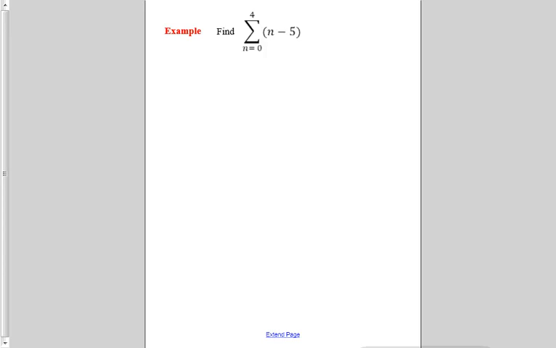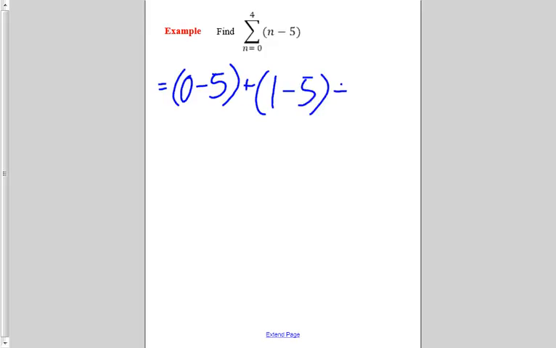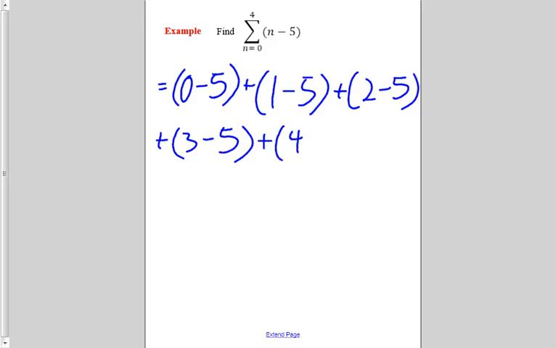Now, here's another example. So now we're starting at n equals 0 to when n equals 4, the sum of n minus 5. So when n equals 0, 0 minus 5, add that to when n equals 1, 1 minus 5, plus when n equals 2, add on when n equals 3, and add when n equals 4. If we were to add all this together, it'd give us negative 15.